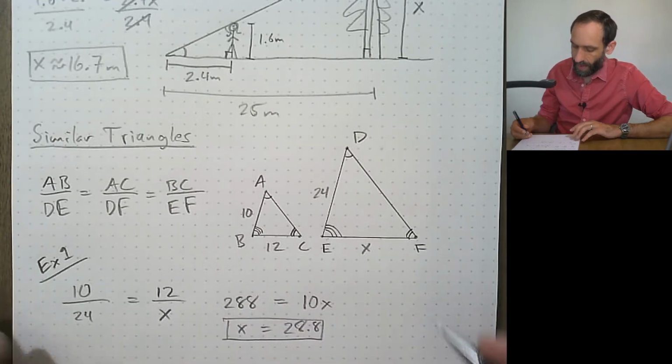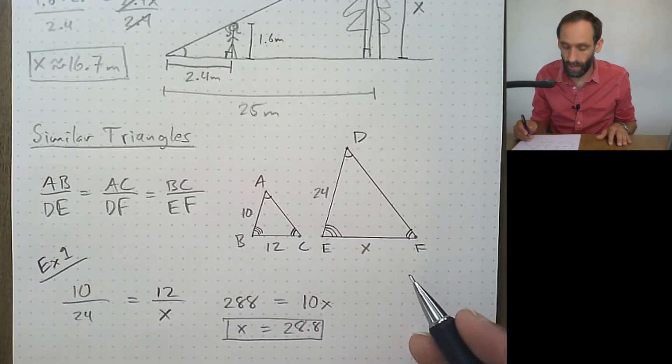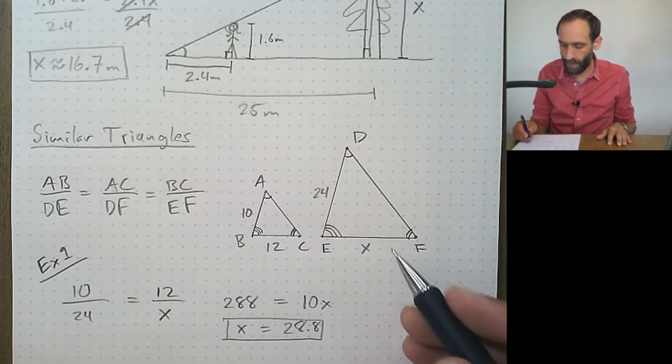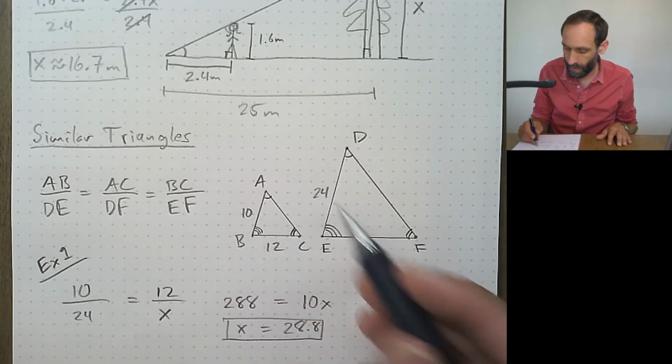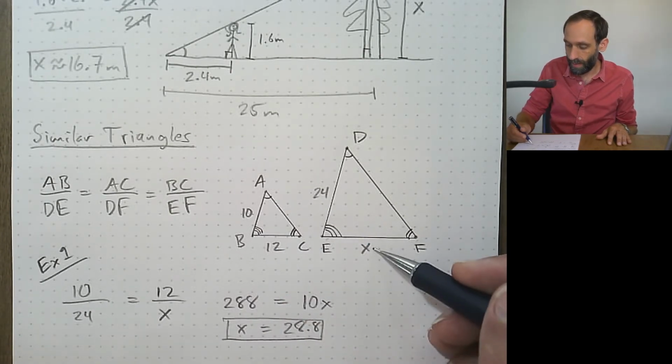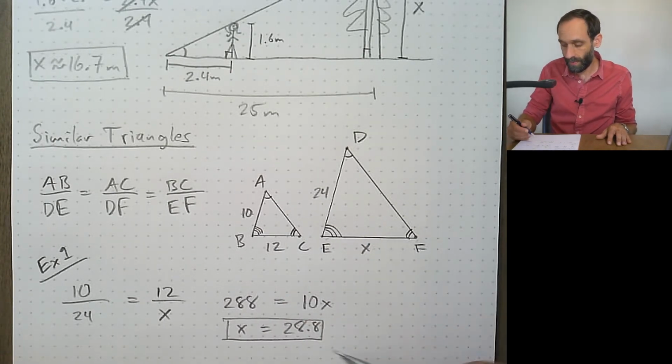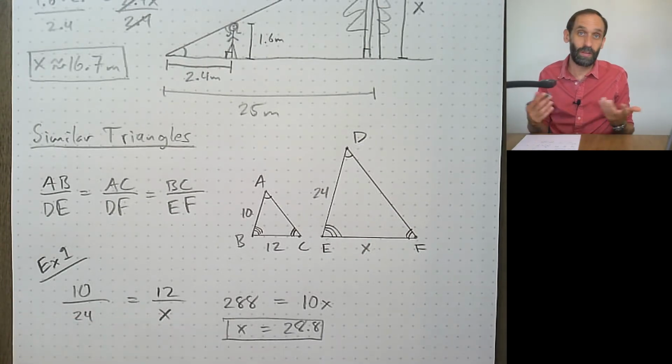So, in the case where these two triangles were similar, with these corresponding angles equal, and this length here being 12, this being 10, this being 24, and this being x, this length x would have to be 28.8 units long.